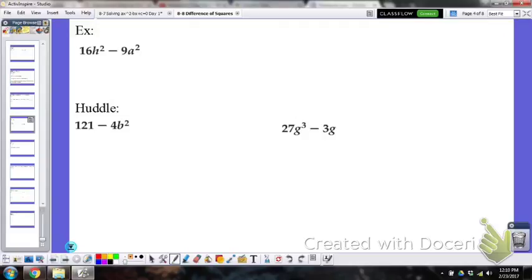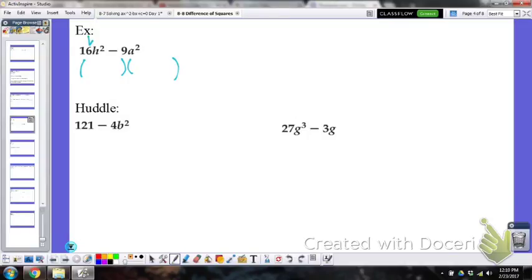So you have another example here. This time, 16h squared minus 9a squared. We haven't really seen anything like this where we have a squared term last as well. That's where this difference of squares really comes in handy. If you notice, 16 is a perfect square and 9 is a perfect square. That means I have a difference of squares, so it's going to break up into two binomials.